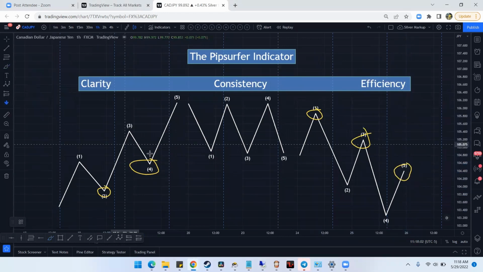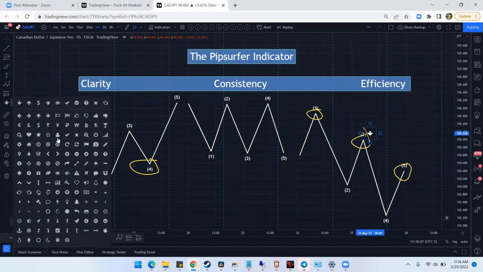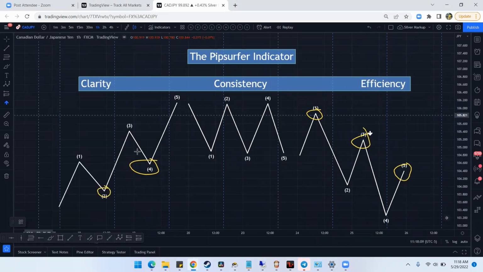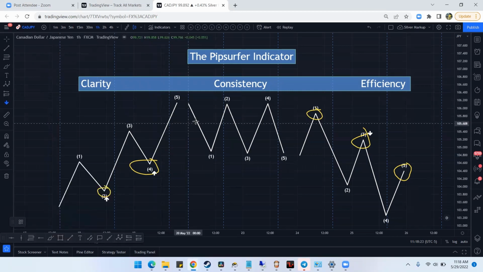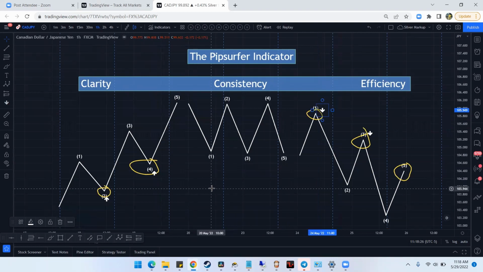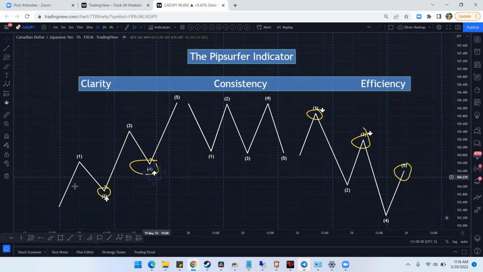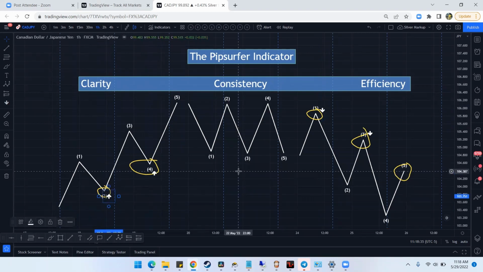So it'll only trade within an uptrend or a downtrend. When the market is sideways, it won't look for positions, because that can confuse traders. So Pipsurfer keeps your eyes on the most efficient entries and your high probability entries in the market. When it detects those entries, that's when it'll give you a signal to potentially get into the market.